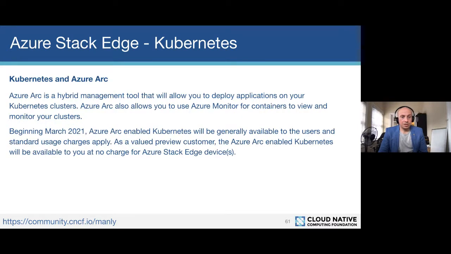Kubernetes and Azure Arc. So Azure Arc is a hybrid management tool that will allow you to deploy applications on your Kubernetes cluster. Azure Arc also allows you to use Azure Monitor for containers to view onto the clusters. So beginning March 2021, which was this month, Azure Arc enabled Kubernetes will be generally available to users, probably now. And for the preview customer, Azure Arc enabled will be available at no extra charge. So Azure Arc will be something we're looking at probably next month, to start to see how that can work with our Stack applications.